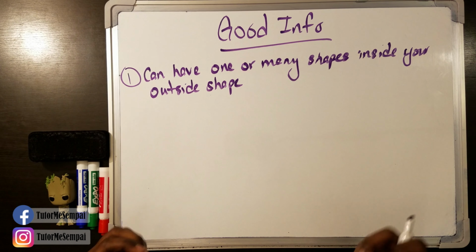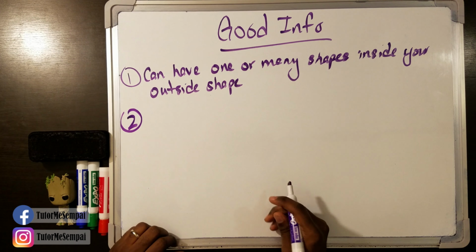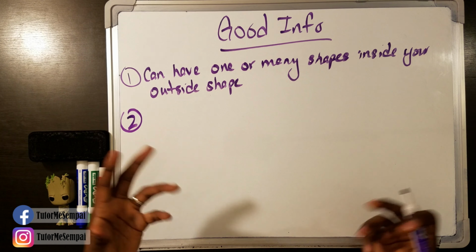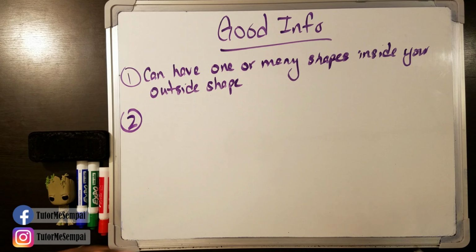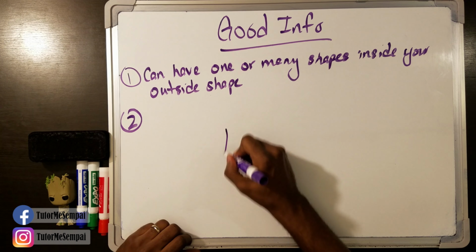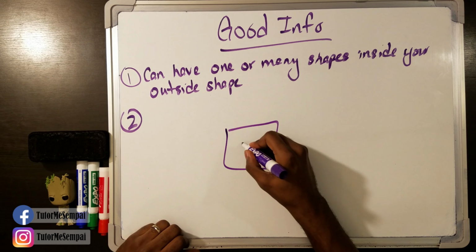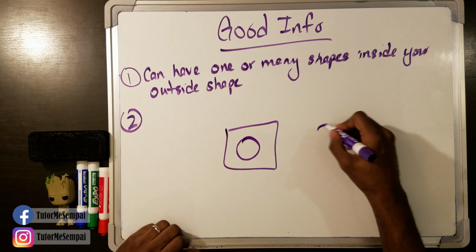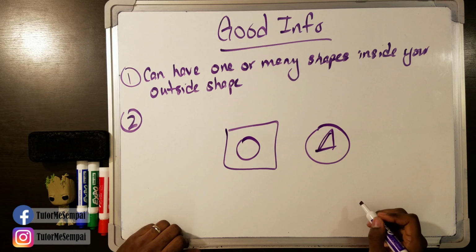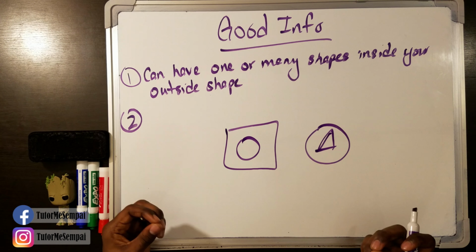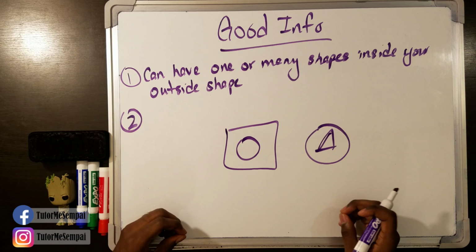The second bit of good information to have is that your inside shapes, or even your outside shapes, don't have to be regular shapes. So don't always expect a square and a circle inside, or a circle with a triangle inside. You can have irregular shapes inside or outside as well.